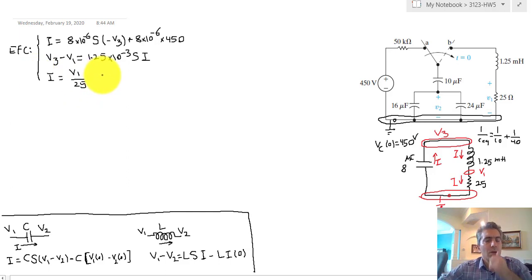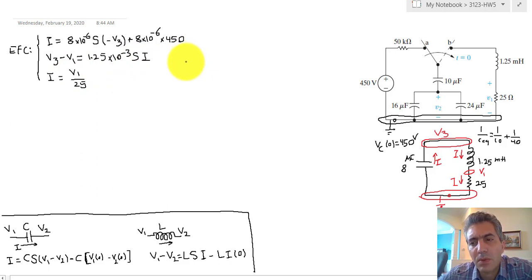Okay, so with this, we can start doing math. We can equate these 2 equations and get an equation that relates V1 to V3. From there we put this back into this equation. We have 2 equations and 2 unknowns that relate V1 and V3, and that should do it.